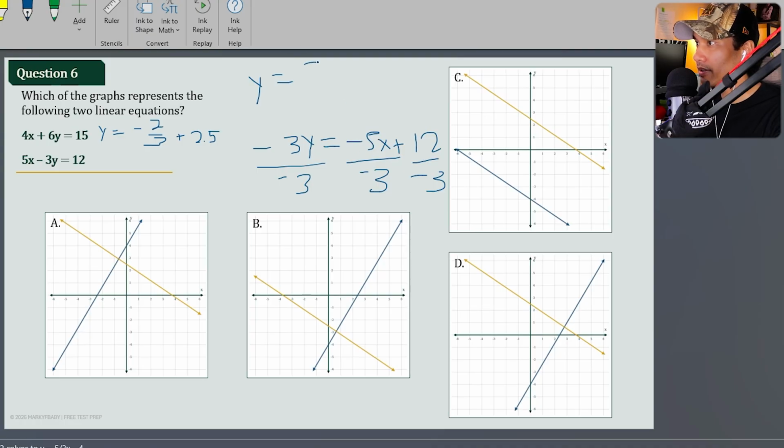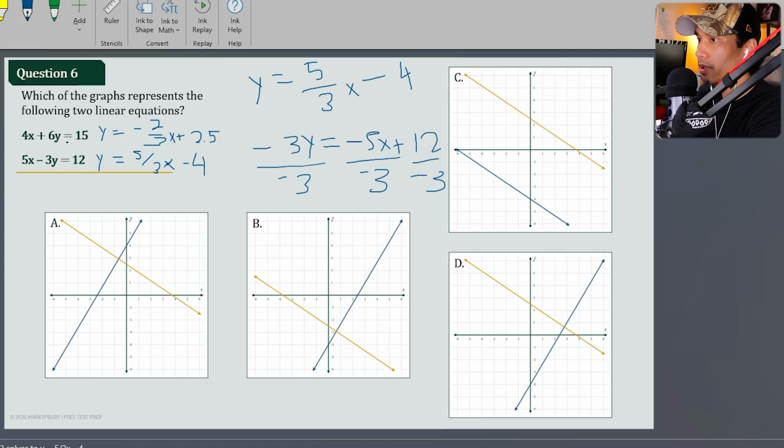The negatives cancel out. So we just have 5 over 3x, and then 12 divided by negative 3 equals negative 4. So now this goes to negative 4. So our second equation is y equals 5 over 3x, and I forgot an x over here, so let me just add that there, minus 4. Okay, so now that we have our two equations isolated for y, so we have y equals mx plus b terms, now let's look at our graphs.